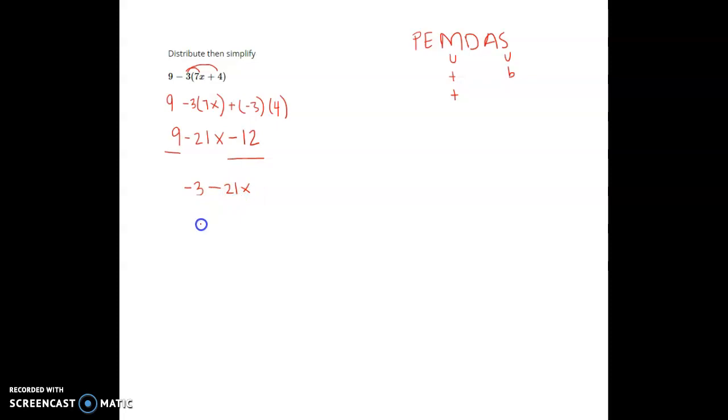That's our final answer. Now to write it more correctly, you usually want to write in descending order, which means the x term would be first. So we'll just rewrite it, keeping the signs in front of the number, so negative 21x, and then minus 3 for our final answer.